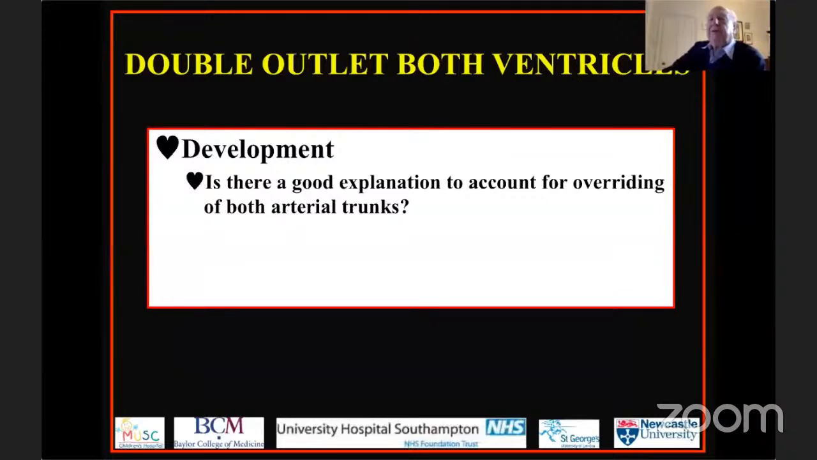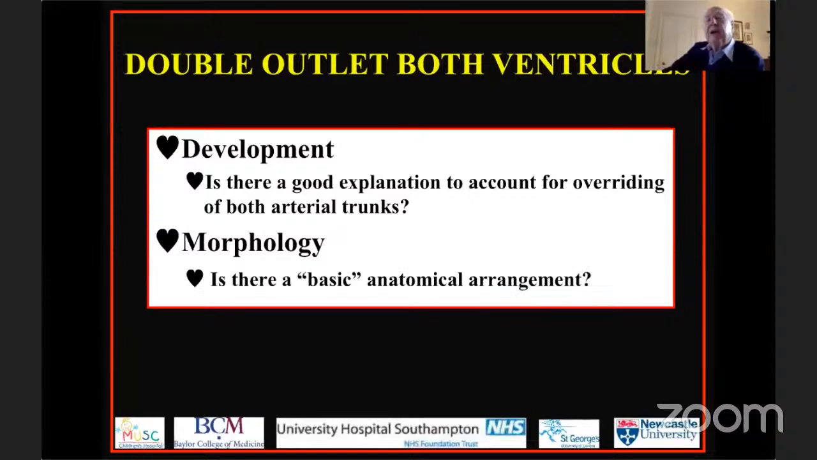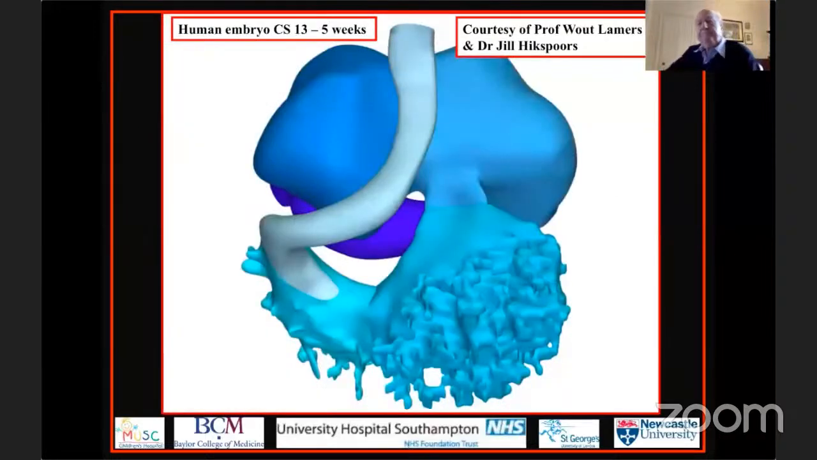And so I am going to try to set the scene. And I'm going to do this in two ways. In the first instance, I'm going to be discussing with you development. And I'm going to try to persuade you that there is a good explanation to explain why both of the arterial valves might be overriding the crest of the muscular ventricular septum. And I'm going to move on from that, and I'm going to show you the basic anatomical arrangement that Krishna and his colleagues came across in their experience in India.